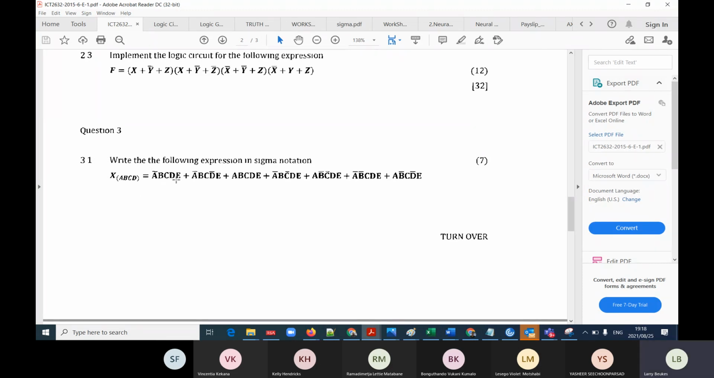From there, you take this and you convert it into binary form, right? Then from binary, you take it to decimal, then you have your sigma notation. But we will do it. Let's do it quickly.